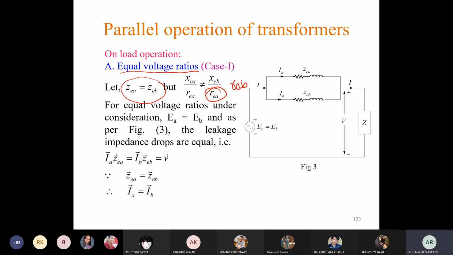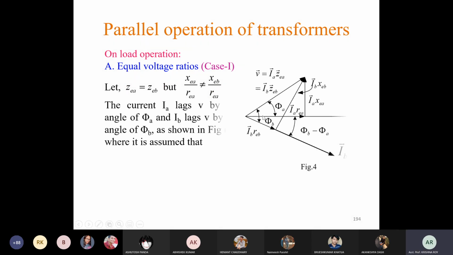So anyway, here the conclusion is, for transformers connected in parallel, if the voltage ratio is the same and the transformers have equal leakage impedances, though the reactance to resistance ratios are not the same, they will share the load equally. That means IA equals IB. Whatever load may be connected across this parallel combination, the load will be equally shared by the two transformers. Okay, so that is the phasor diagram for this condition.